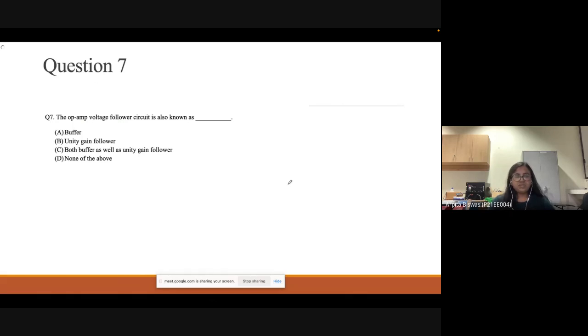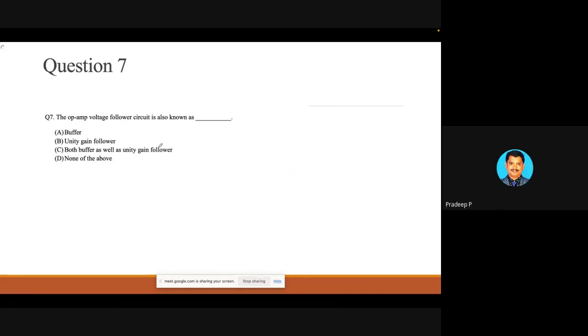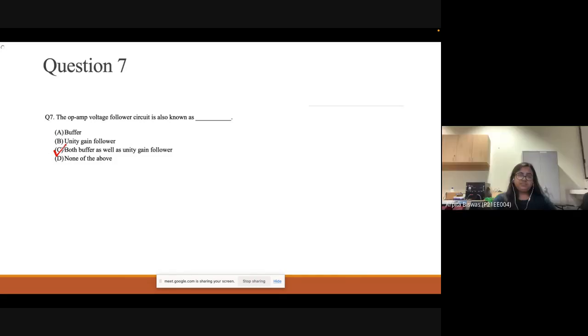Question number 7: the op-amp voltage follower circuit is also known as: first option, buffer; second option, unity gain follower; third option, both buffer as well as unity gain follower; and option D, none of the above. Option C, madam. Both buffer as well as unity gain follower. Okay, good.